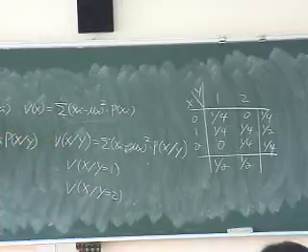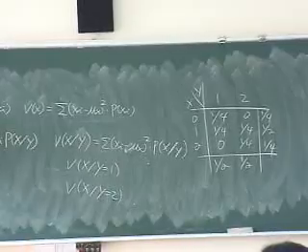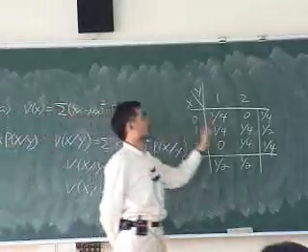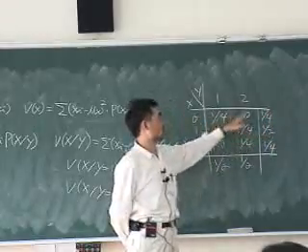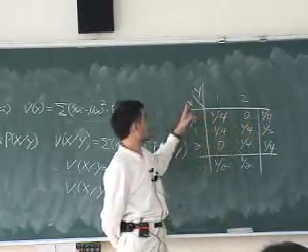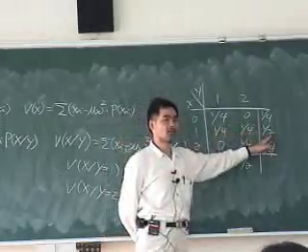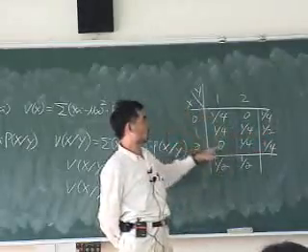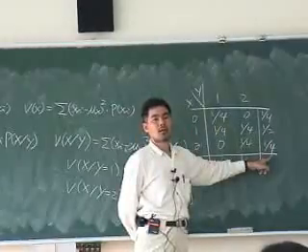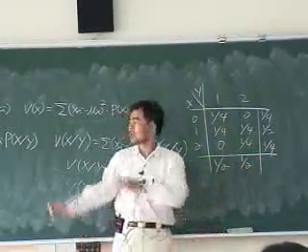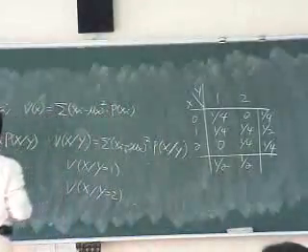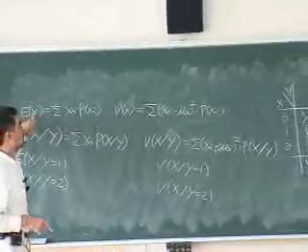Here we want to get the expectation of x, so the probability of x is here. You get probability of x equals 0 is 1/4, probability x equals 1 is 1/2, probability x equals 2 is 1/4. Any questions to this point? So suppose you want to calculate the expectation of x.